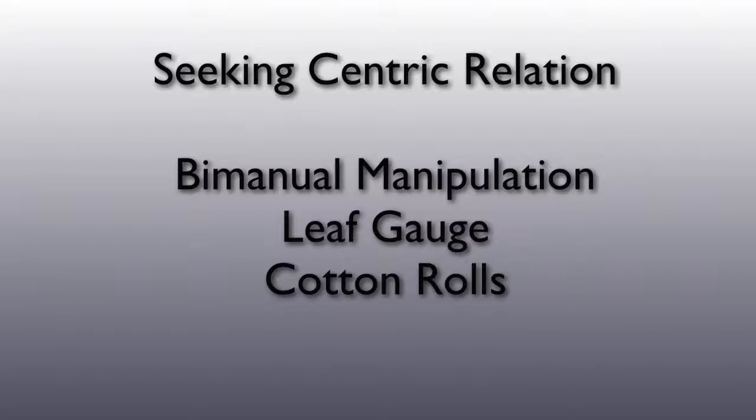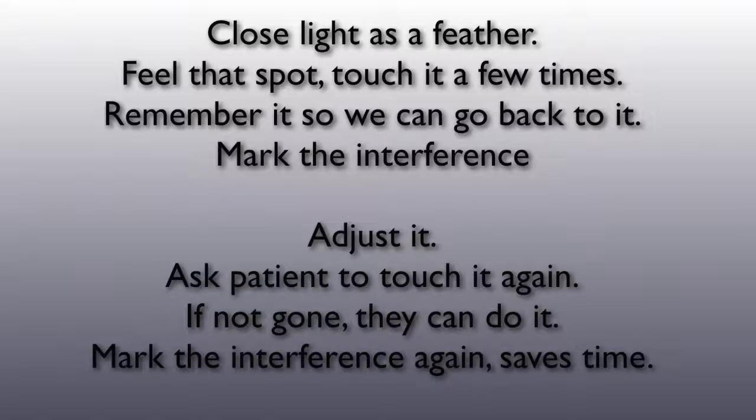Regardless of what method one uses to attempt to coax the mandible into centric relation, the process of marking the interference tends to reestablish an MI pattern which is not centric relation. A helpful trick is as follows. Once you assume you have coaxed the mandible into centric relation, then ask the patient to close in back, light as a feather. They should feel the first interference. Ask them to touch that spot a few times to memorize what it feels like, so they can go back to it.